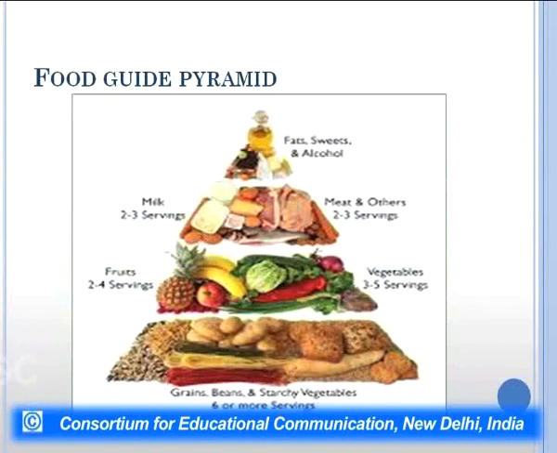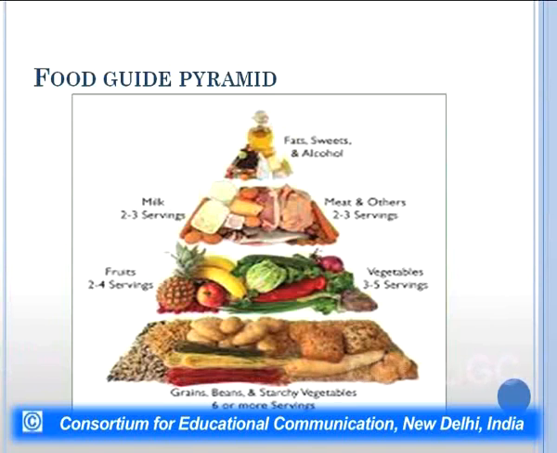So, when we talk about food groups, we must know about the food guide pyramid. It gives us guidance which is very much related to the food groups. The lowermost, which is the broadest, includes grains, beans, starchy vegetables, 6 or more servings. Basically it provides energy and forms the major portion of our diet.